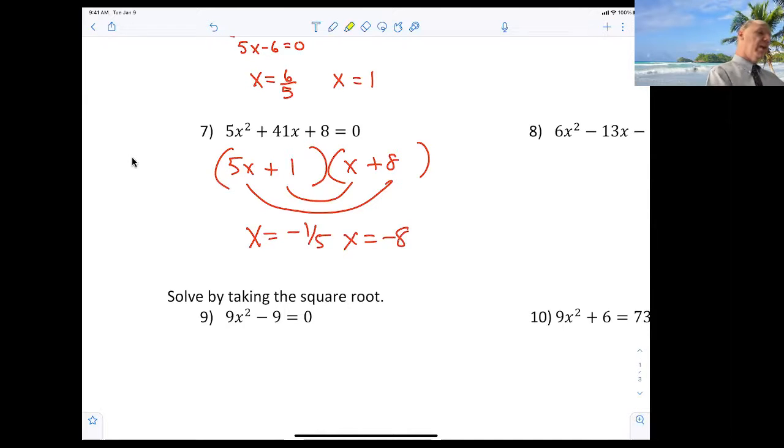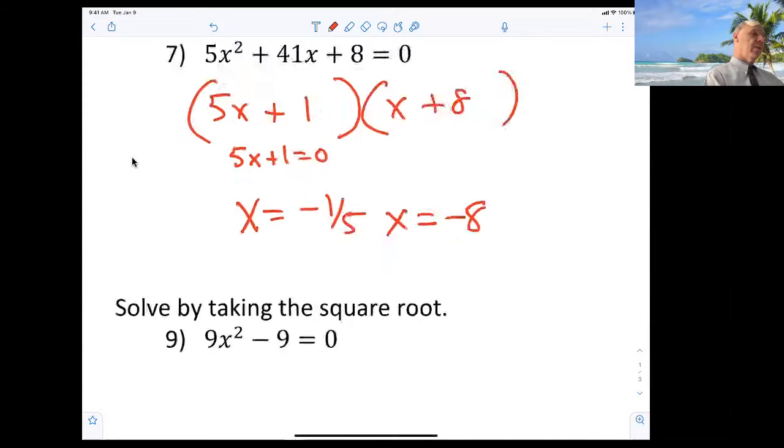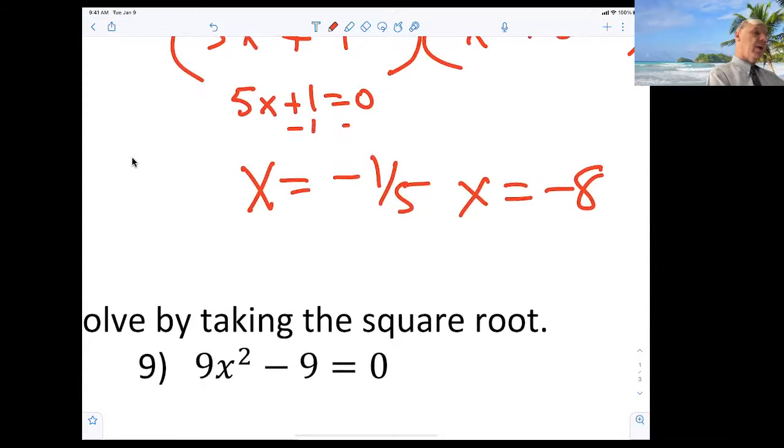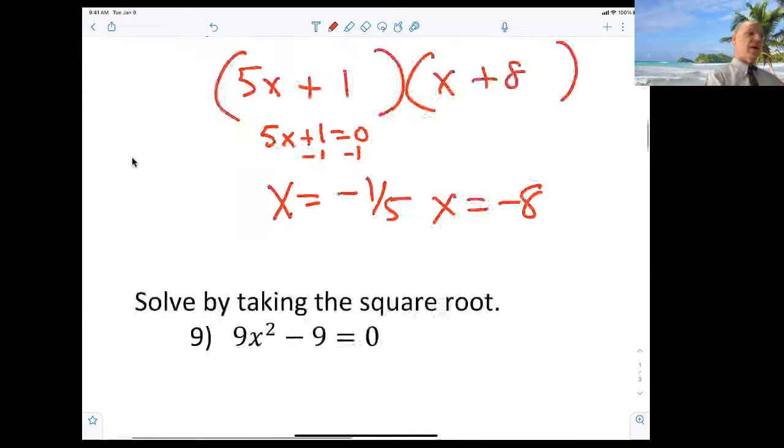Okay, so look right here. It just goes back to the equation part. So what I need you to do is just write 5x plus 1 equals 0, right? Then it's just minus 1, minus 1. And then divide by 5, divide by 5. You see it? All right. Anybody have any issues?